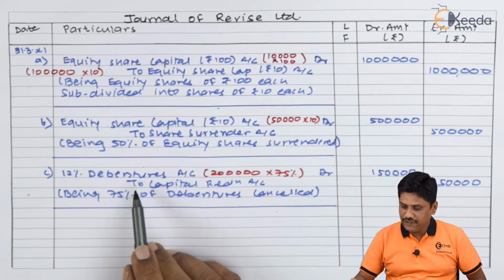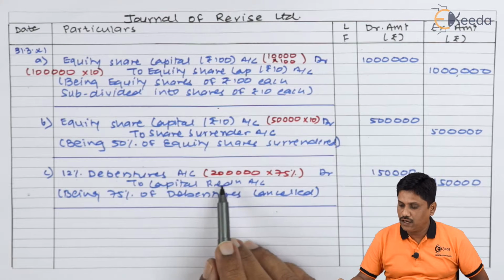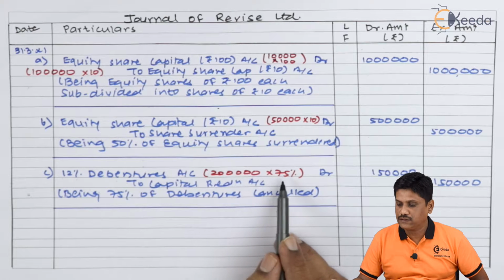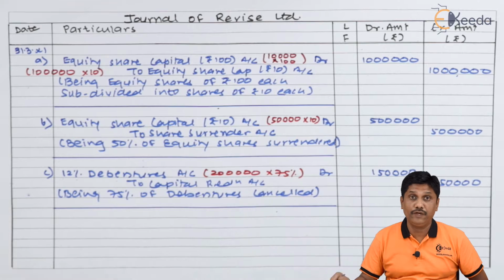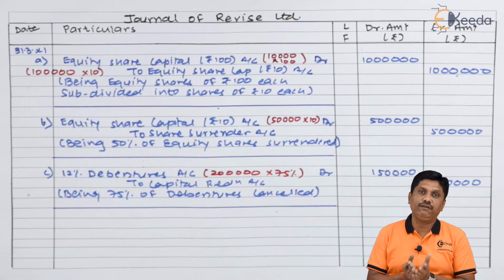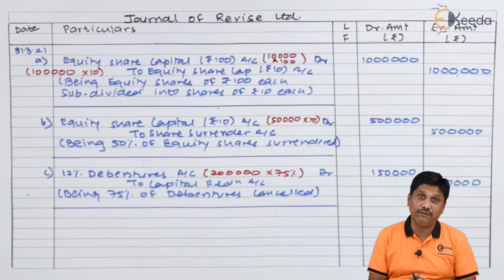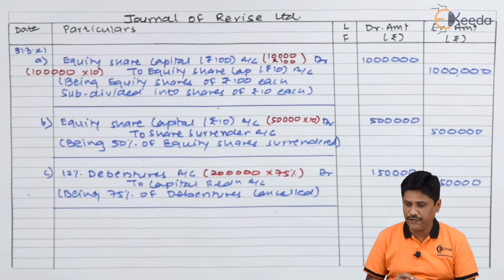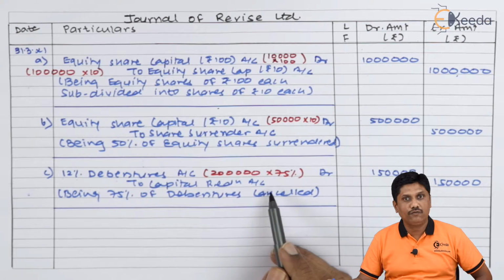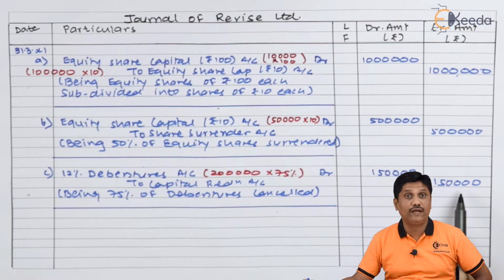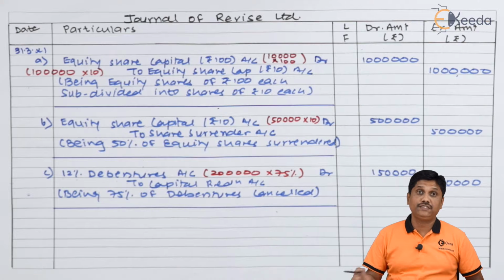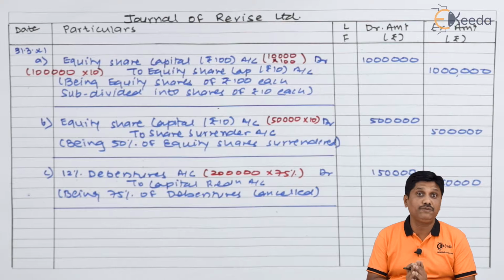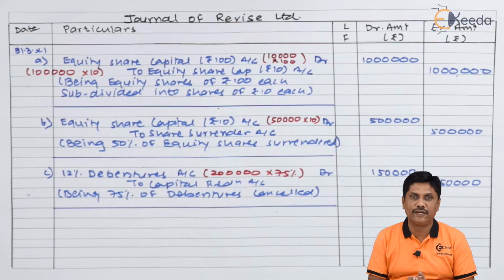Friends, you can notice our entry: 12% debentures account debit, 2 lakhs multiply by 75%. What is 2 lakhs? It is their principal amount. Importantly, along with that we will also cancel their interest of 75%. We will pass one more entry to capital reduction account, which is a benefit to the company. Amount is 1,50,000. Being 75% of the debentures are cancelled. See, they are saying debenture holders total claim is to be reduced by 75%. So their accrued interest also will be cancelled accordingly.